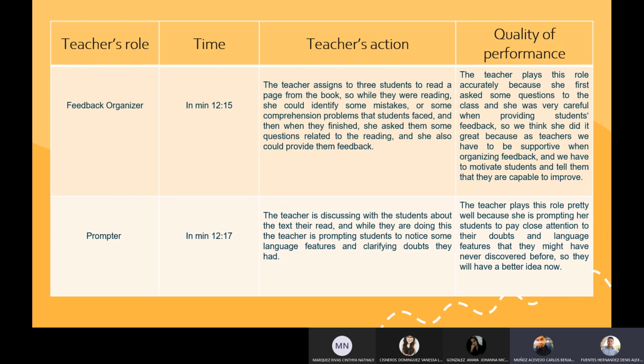In a part of the video, the teacher is discussing with the student the text they read. While they are working on this, the teacher is prompting a student to notice some language features and clarifying those they have. We think that the teacher plays this role accurately because she is prompting her student to pay close attention to those language features that they might have never discovered before. So they will have a better idea with the teacher's explanation. And that's it.